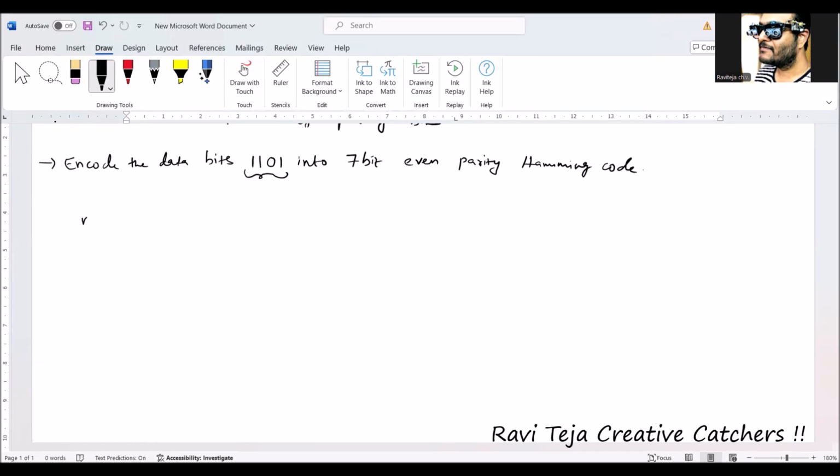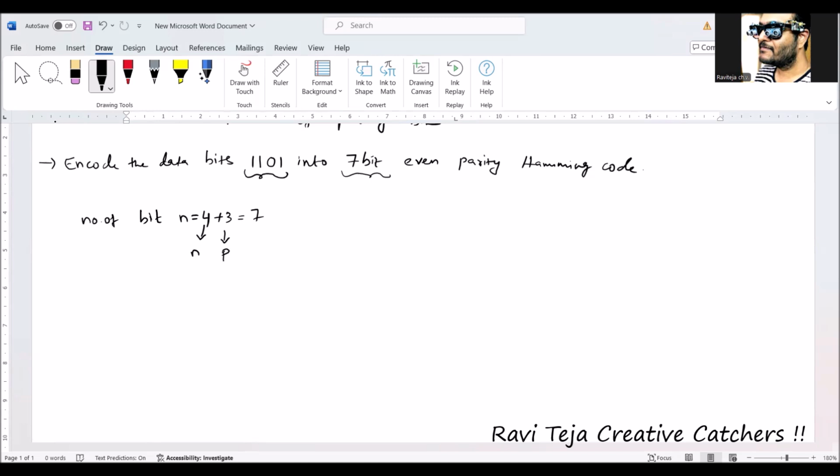If you carefully observe, the number of bits are 4. So the number of bits of the given binary data, n, equals 4. It is already mentioned in the question that these 4 bits should be converted into a 7-bit even parity Hamming code. So 4 plus 3 gives us 7, right? So this 4 is the number of bits n and the 3 is the number of parity bits. This is one way to find out, as they have already given it in the question.